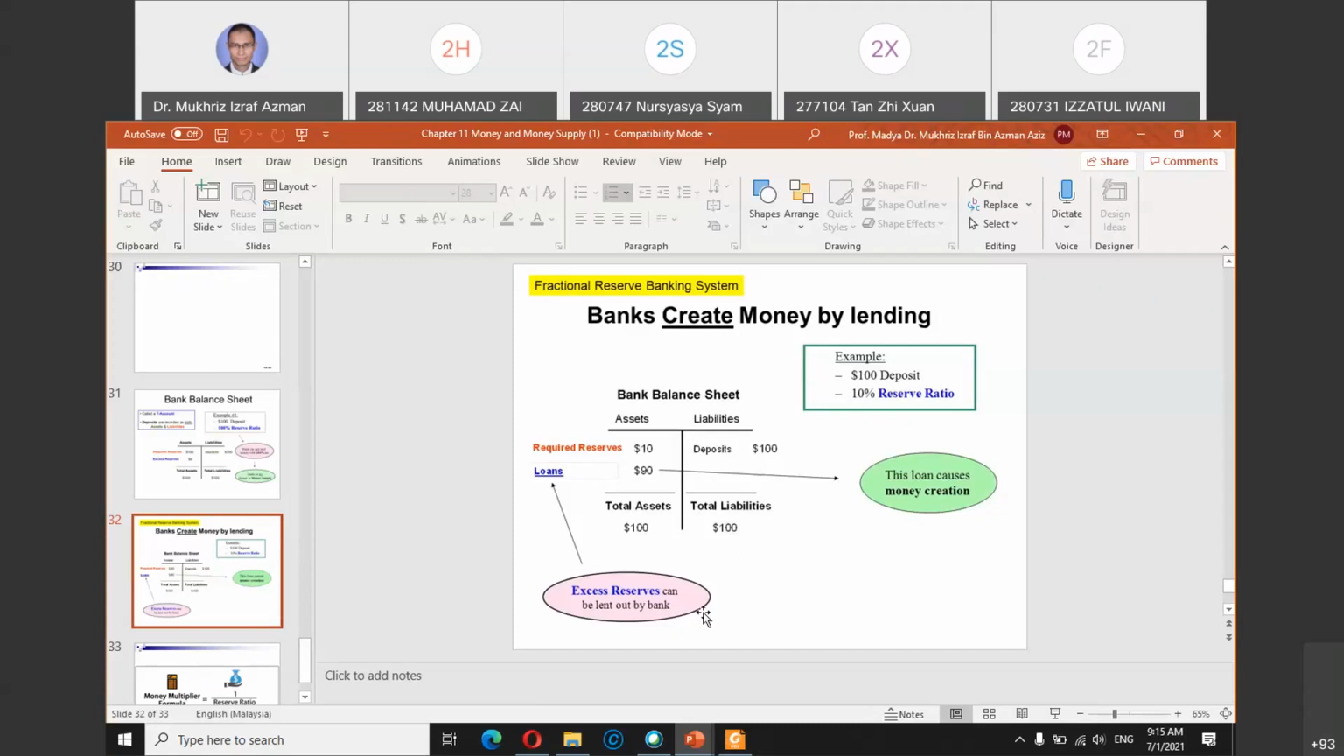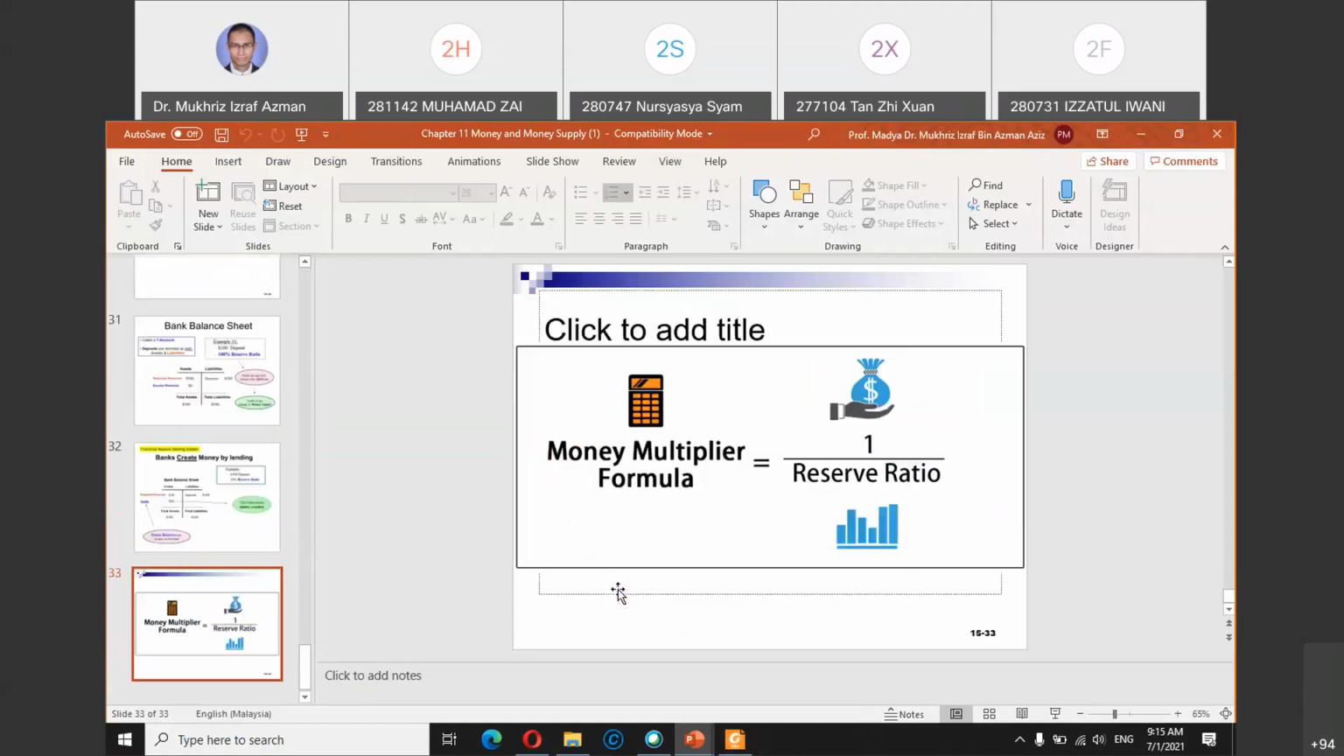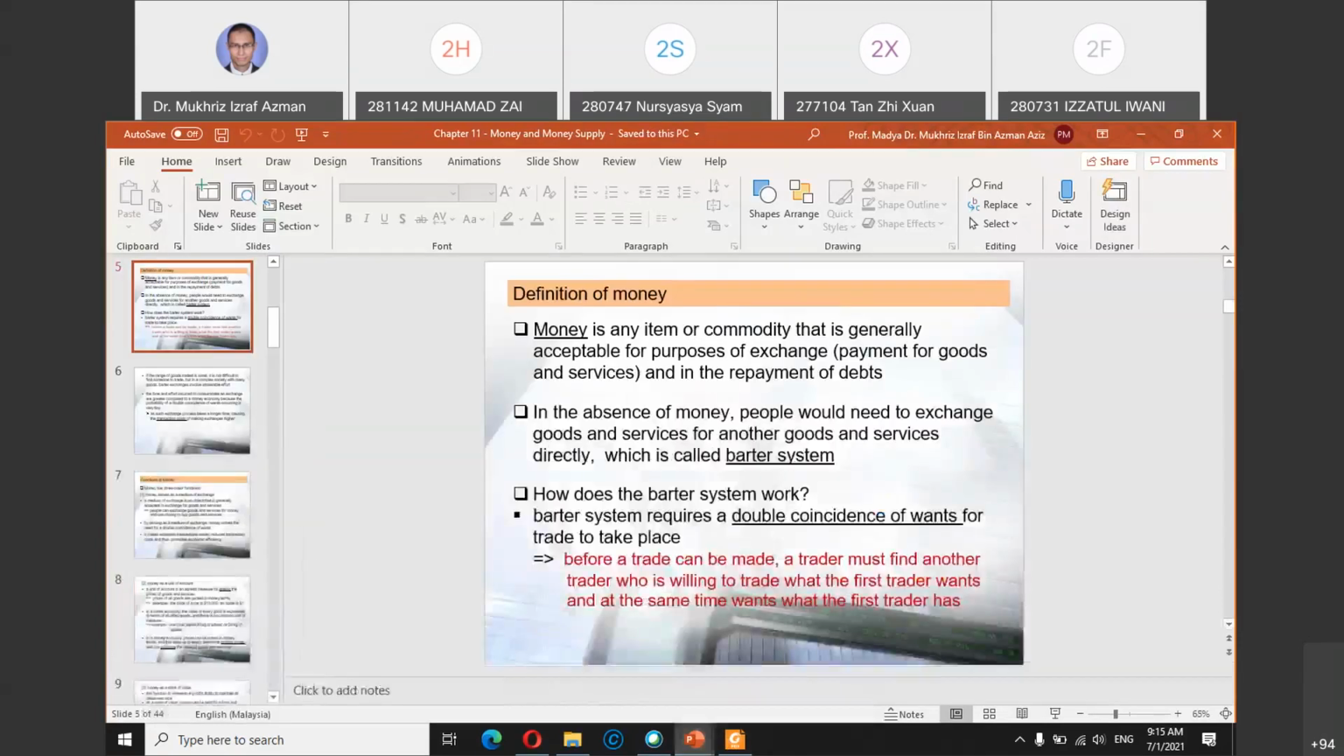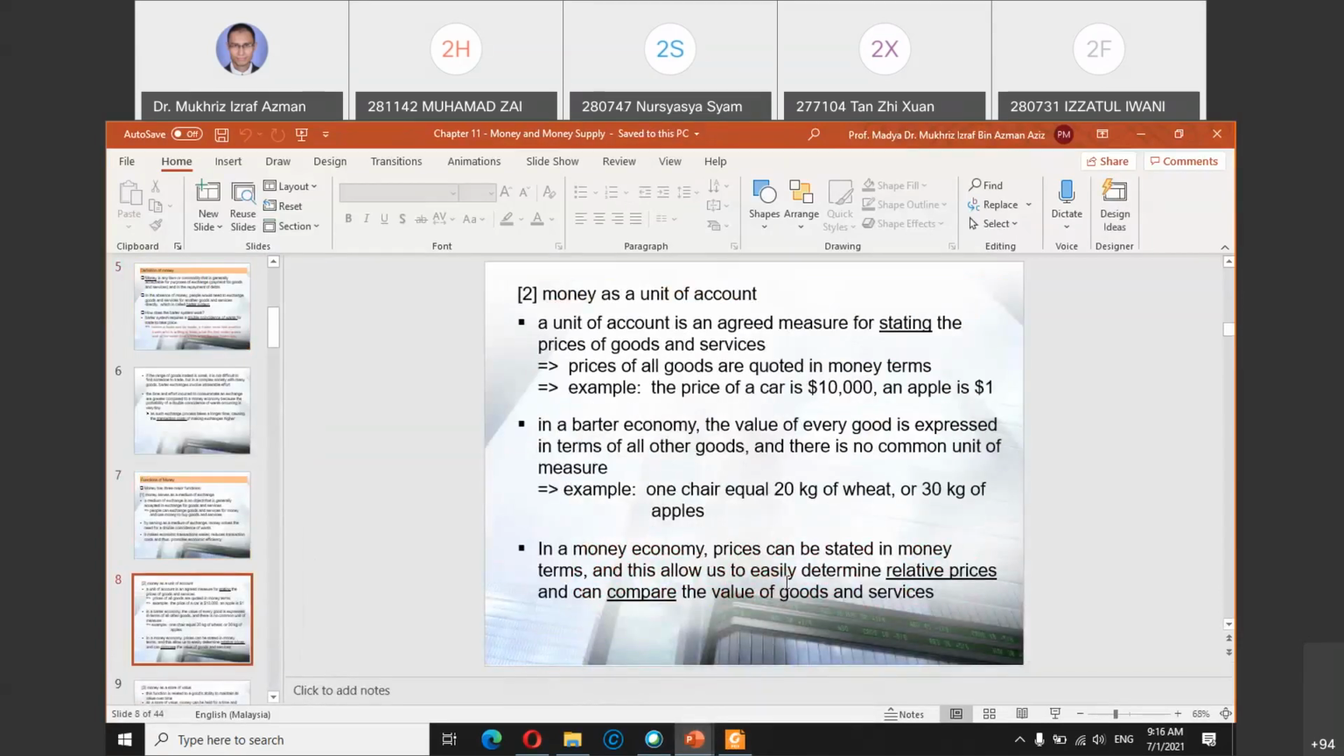So loans are part of the excess reserve, which they lend out to the public, and they make money from the loans, which is a component under excess reserve. And this simple formula here, the money multiplier formula, is 1 divided by the reserve ratio. Of course there is no example here, so let's see it in the example.